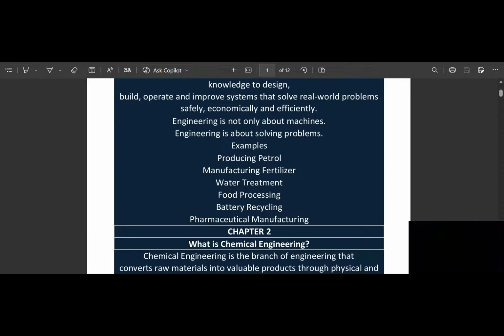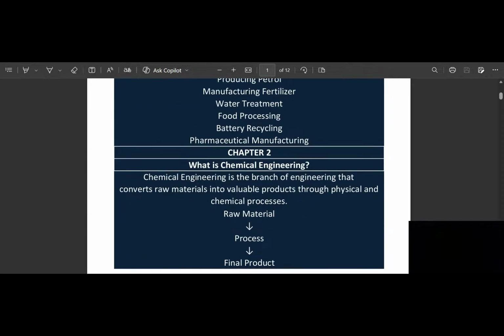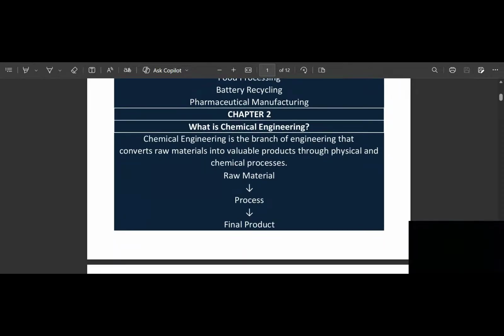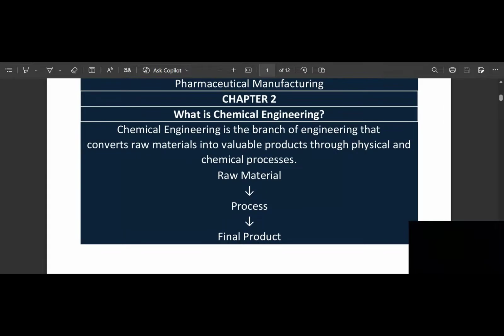The automobile sector is there, oil and gas is there, a lot of things are there. So what is chemical engineering? We all are from a chemical background, and we are here to understand what exactly chemical engineering is.